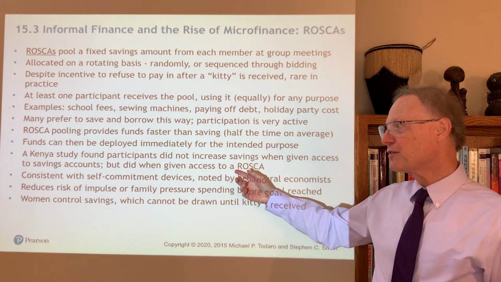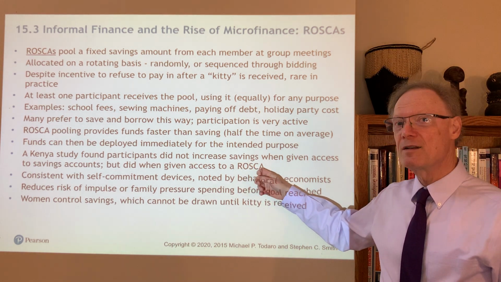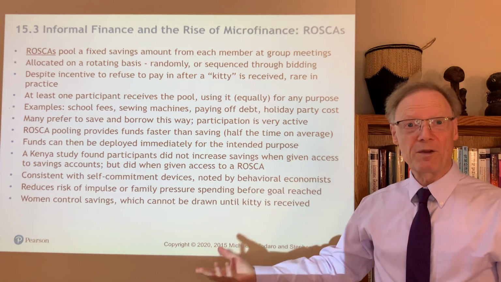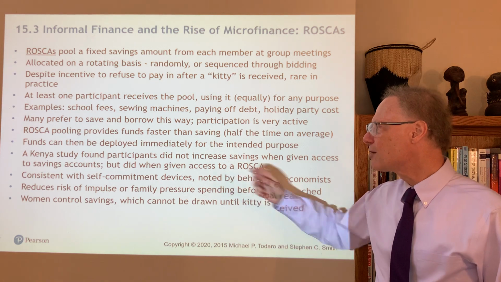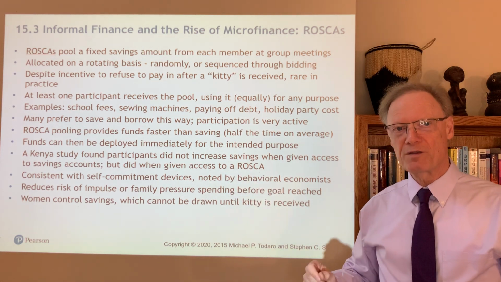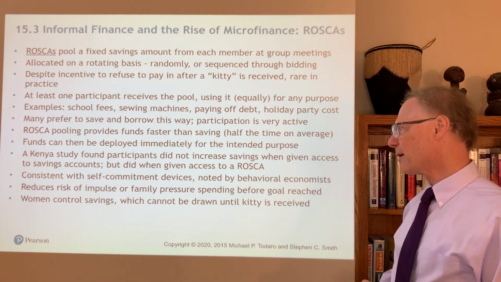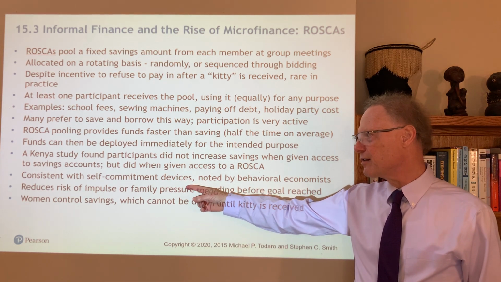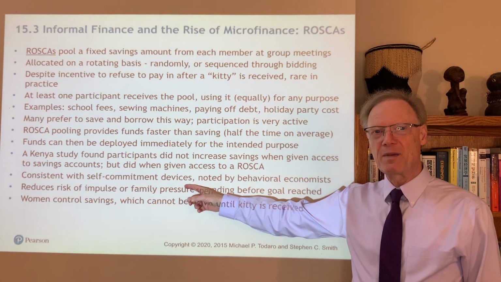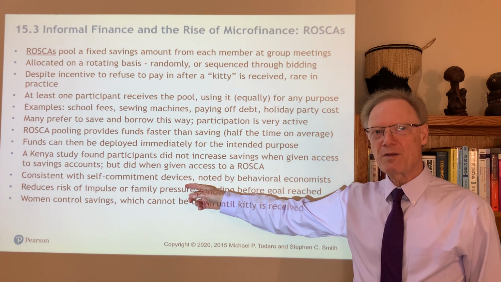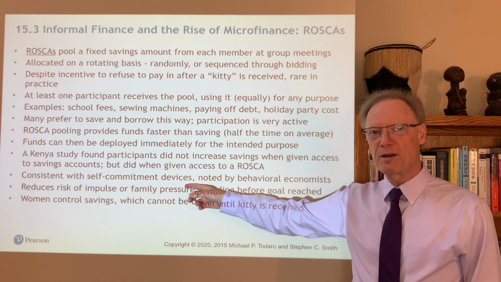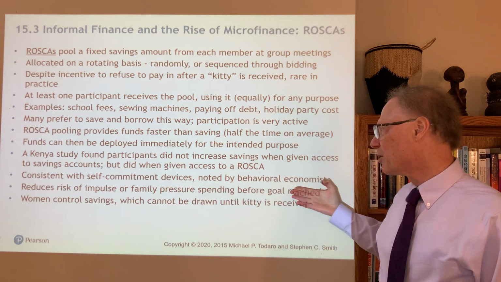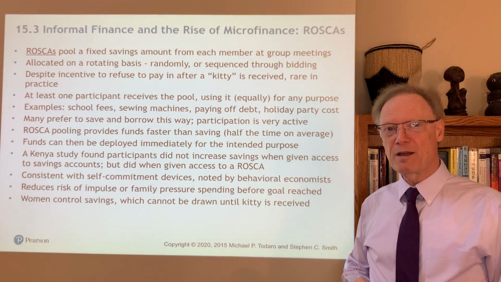For example, a careful study in Kenya found that participants did not increase their savings when they were given access to formal savings accounts, but they did when given access to a ROSCA. So this is telling us something. One thing is that this is consistent with self-commitment devices of the kind that we encountered, for example, in Chapter 8. This is noted particularly by behavioral economists.